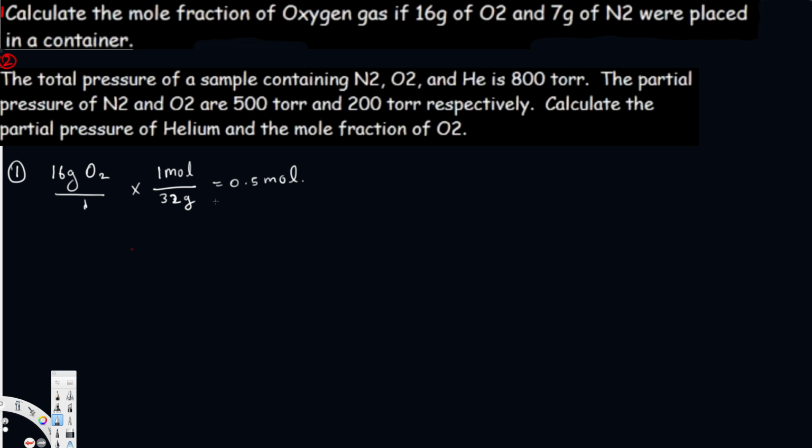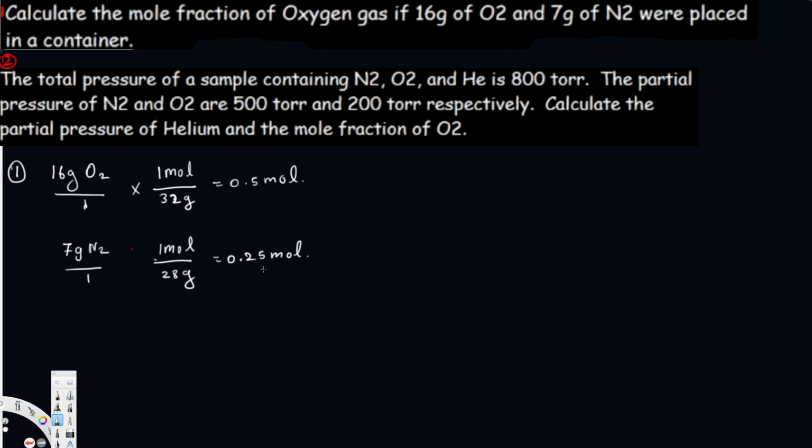So we have the mole of oxygen. Then we have to calculate the mole of nitrogen. To calculate the mole of nitrogen, same thing. We have 7 gram of nitrogen over 1. Molar mass of nitrogen is 14, but here we have 2 nitrogen, so it's going to be 28 gram per mole. We have to put gram on the bottom because that's how it will cancel, right? Gram cancels, and we have 1 mole on top, and this will give you 0.25 mole.